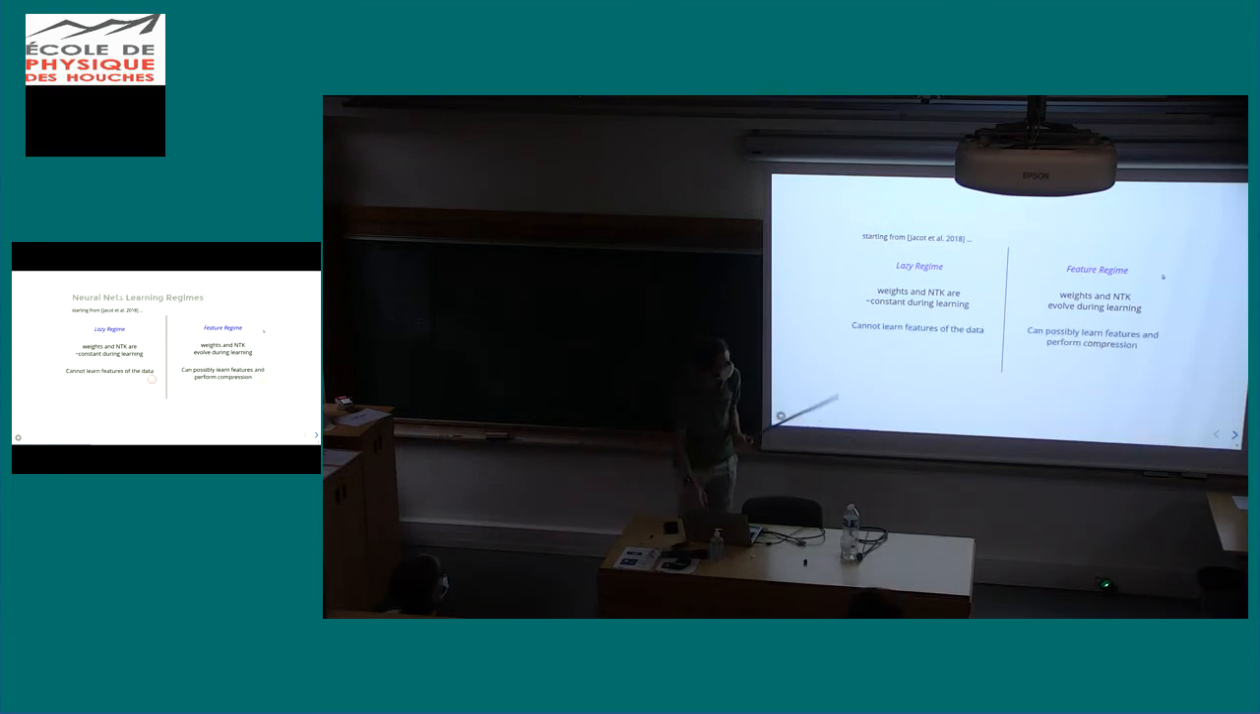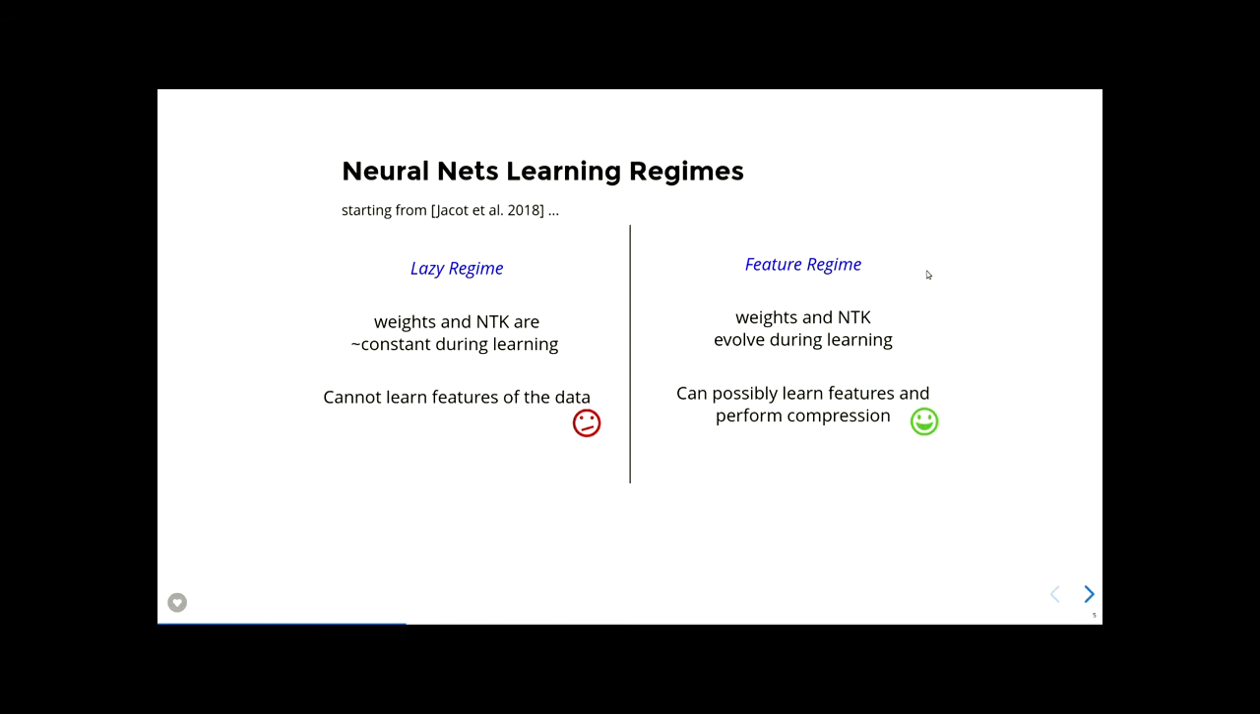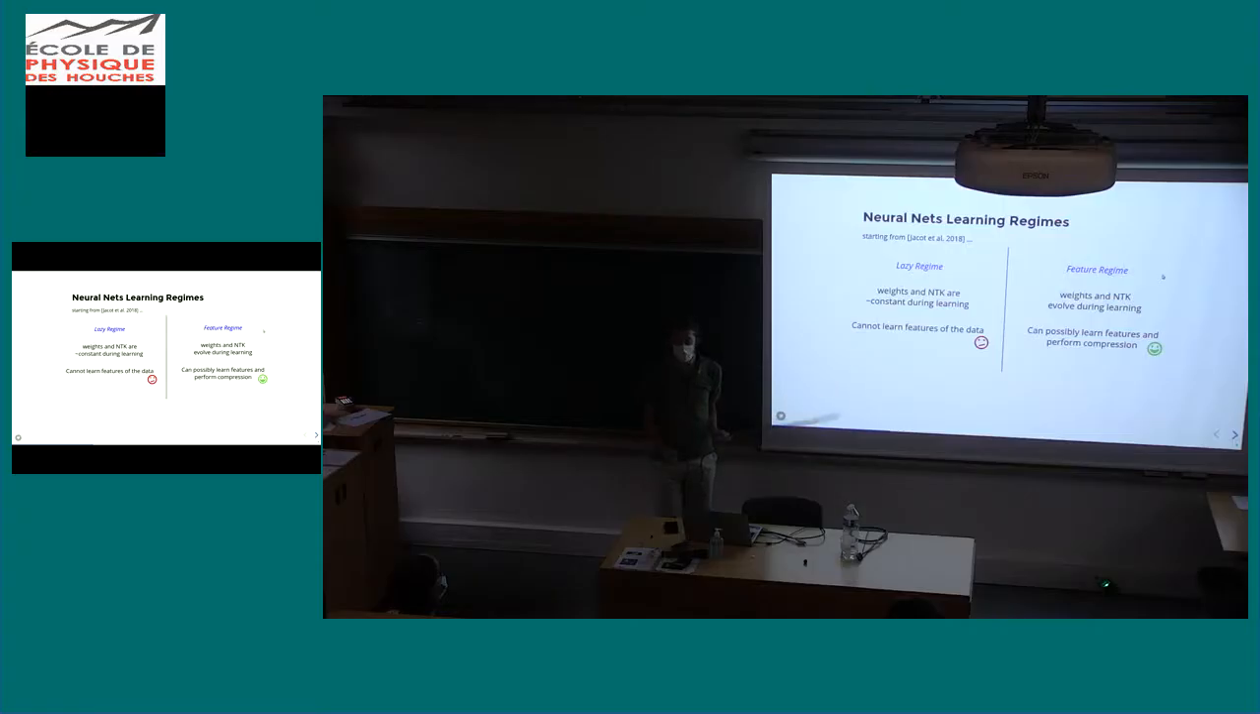So, if we go back to this idea that neural networks are learning features, we see that in one case we cannot learn features because the weights cannot change, so the weights even in the deeper layers don't change. Whereas in the other case, we can possibly learn features and perform compression. So what we propose to do is to use this evolving NTK in the feature regime to diagnose compression, at least.